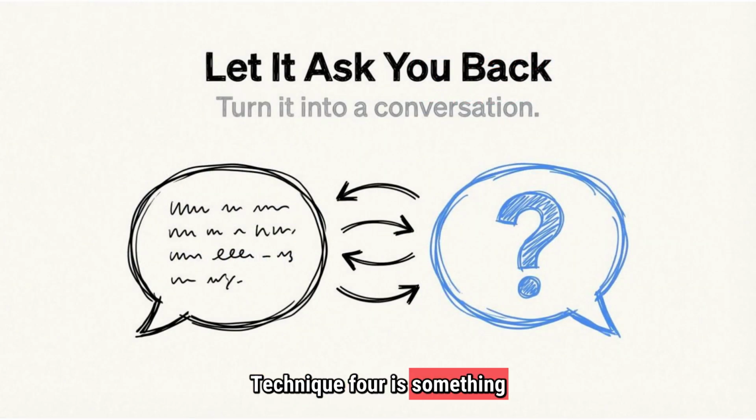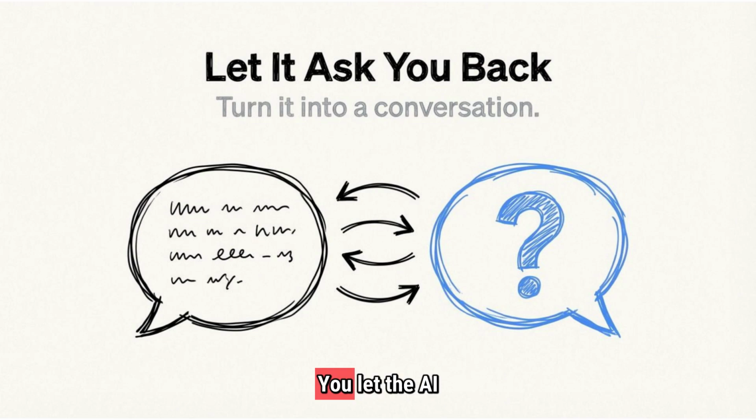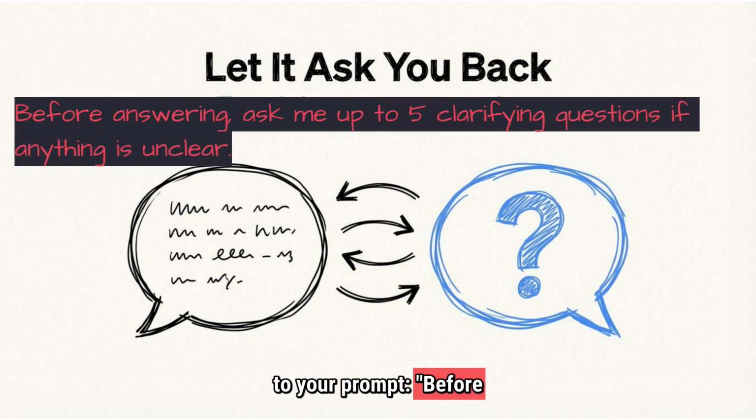Technique 4 is something most people don't think of. You let the AI ask you clarifying questions before it answers. Just add this line to your prompt. Before answering, ask me up to 5 clarifying questions if anything is unclear. This turns the interaction into a conversation. The model identifies gaps in your instructions and asks you to fill them in. If you're not sure how much detail to include upfront, this is an excellent fallback. Let the model tell you what's missing.